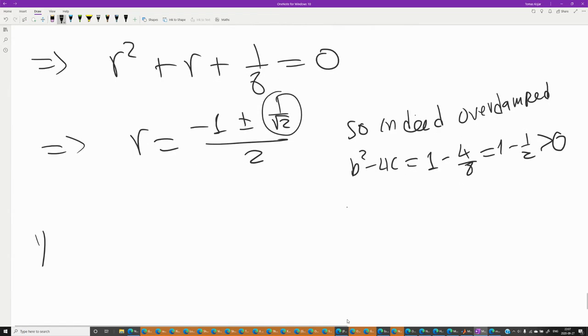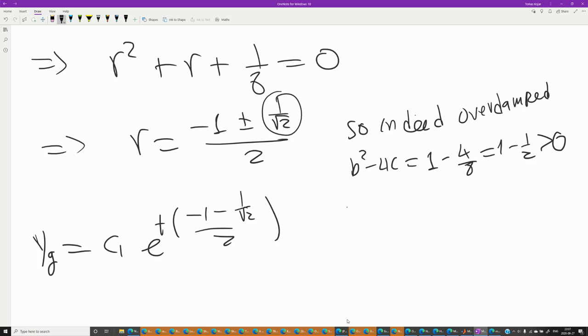And so then the solution will be the following. C1, the general solution. Let me put everything in parentheses. So t times minus 1 minus 1 over square root 2 over 2 and minus 1 plus.